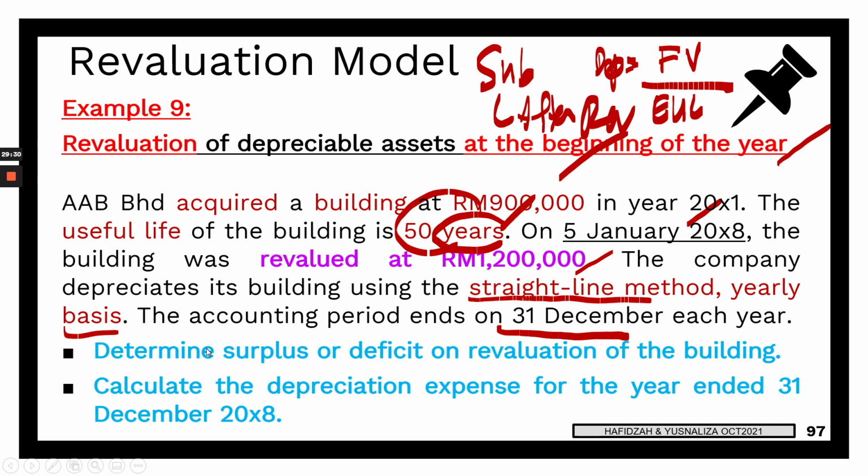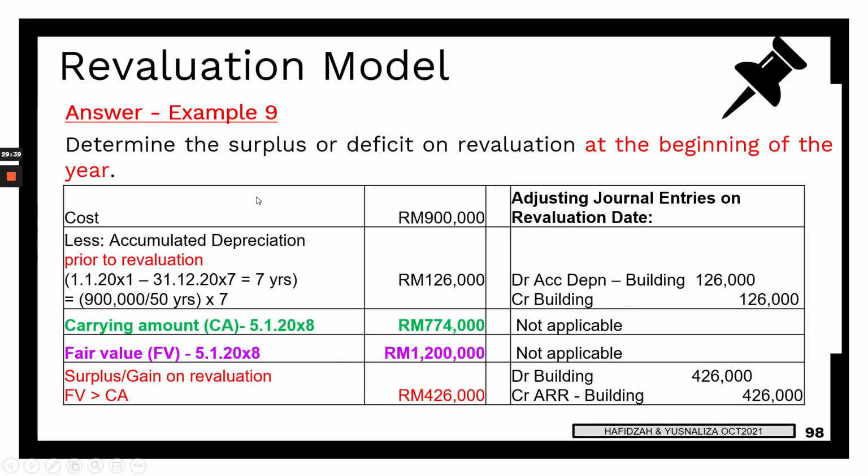Next is to determine the surplus and deficit, and the same thing to calculate the depreciation expense for the year ended 31st of December. Only that the way we calculate depreciation for straight line method here uses the estimated useful life. So you can see the workings here that I've provided. Find the cost, 900,000. Find the accumulated depreciation prior to the revaluation. It was for 7 years because it was in 2000X1 that it was acquired, and the revaluation took place at the beginning of 2000X8. Depreciation has been provided for 7 years. So divided by 50 times 7, you have 126,000. Take the cost minus the 126,000, and then you get carrying amount 774,000. Compare that 774,000 with the fair value on the revaluation date, beginning of the year, 1.2 million. Therefore, it will give you a surplus because fair value is greater than carrying amount, and that is 426,000 surplus.